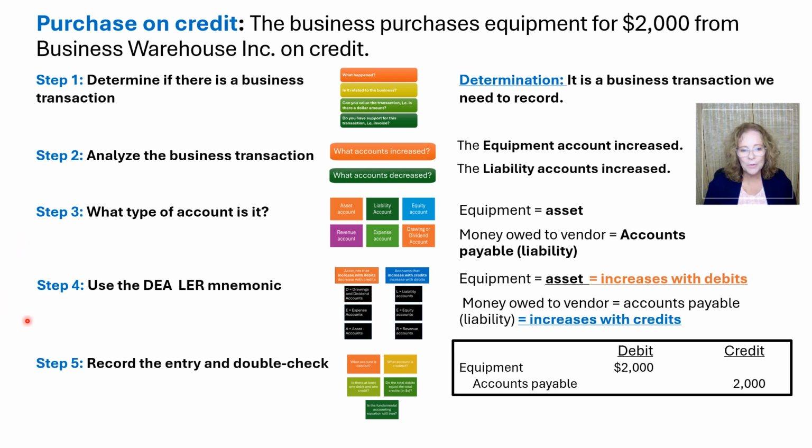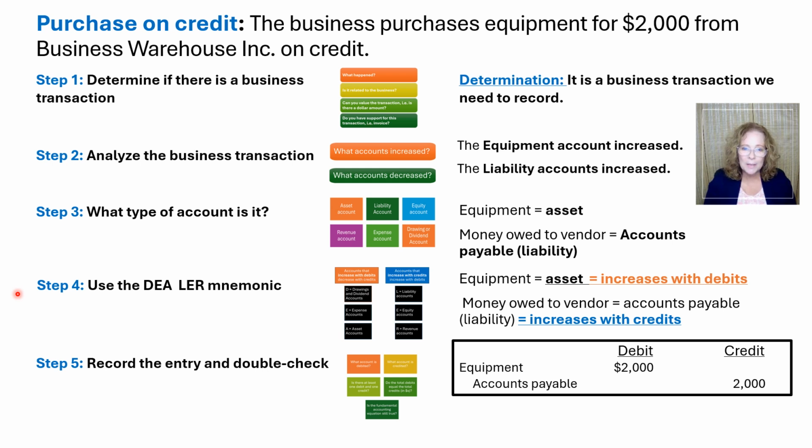Now let's use the DEALER mnemonic. It's very small here, but you can probably visualize it. The first 3 letters stand for drawing or dividend, expenses, and assets. These accounts are increased with debits. The last three letters of the DEALER mnemonic stand for liability, equity, and revenue. These accounts increase with credits.